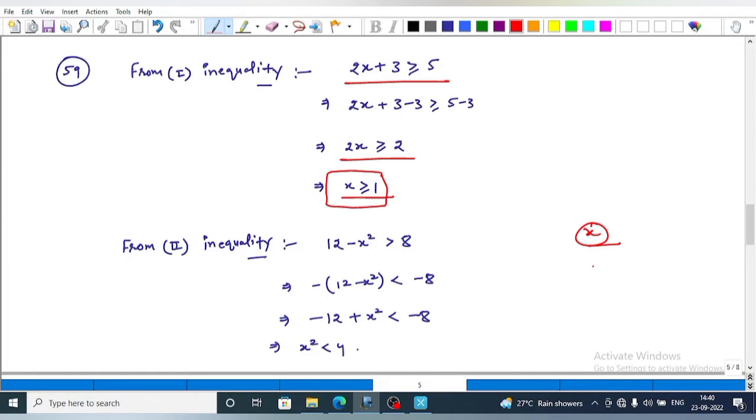As we know, if a greater than b, this implies that minus a less than minus b. So in this equation we multiply by the minus sign. This implies that minus a less than minus b, that is, minus of this is minus 12 plus x square, less than minus 8. This implies that if we add 12 on both sides, we have x square less than 4.